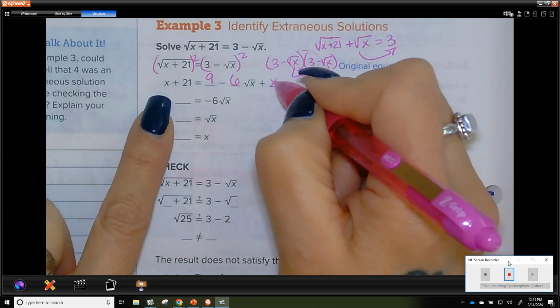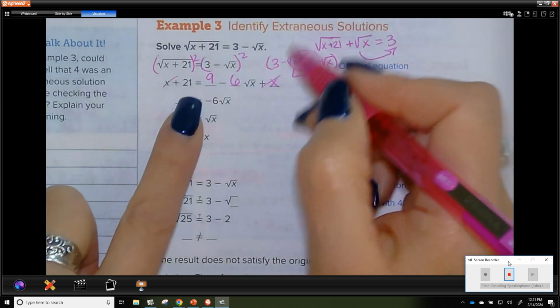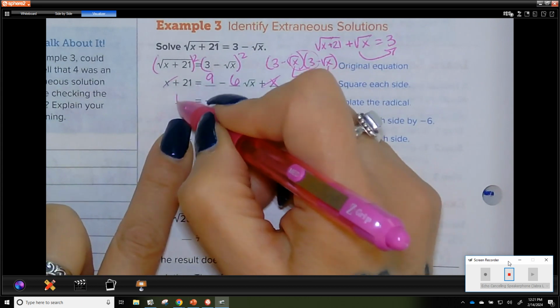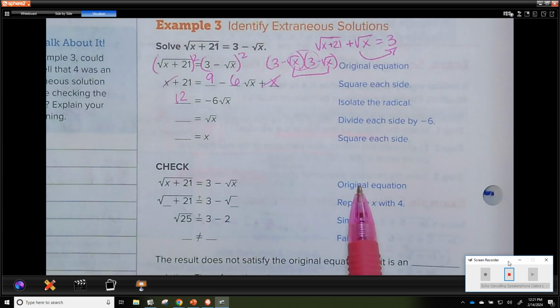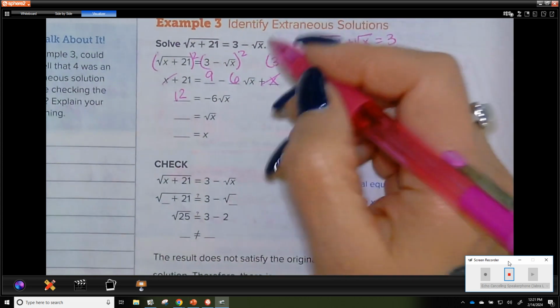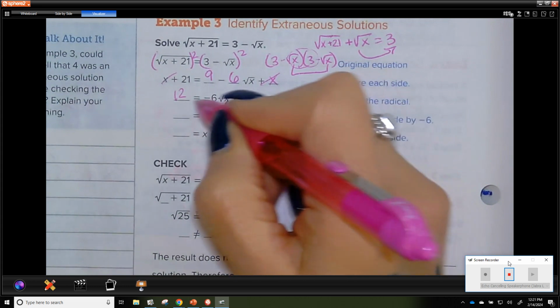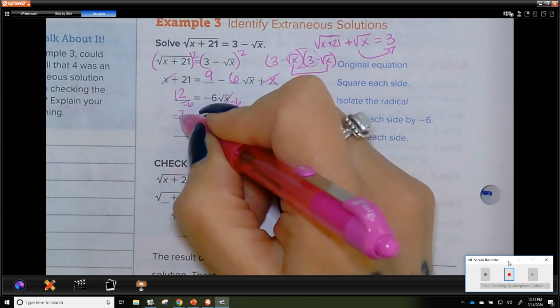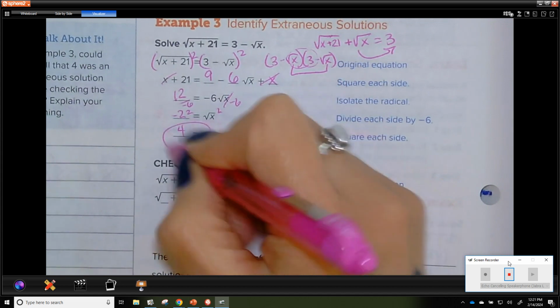If I subtract x on each side, they cancel, so those are gone. If I minus 9, I get 21 minus 9 is 12. You can square it from here, but your numbers are going to be bigger than you need. Let me solve it this way, and then I'll show you how to square it. So you divide by negative 6, I get negative 2. Then I square each side, and I get 4.